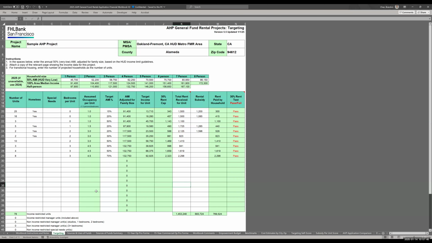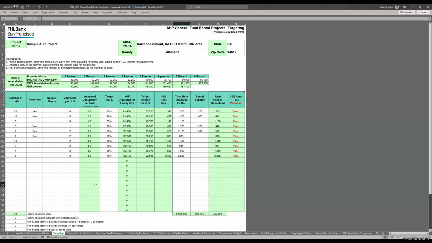Please input the AMI levels in this worksheet to calculate the target income for each unit type. The worksheet, see the bottom, calculates the rental income for your project and auto-populates the 15-year operating pro forma. At the lower left-hand corner, you will note that 20% of the units must be targeted to 50% AMI or below. This is a program eligibility requirement. This is also where you would note non-income restricted units and manager units.